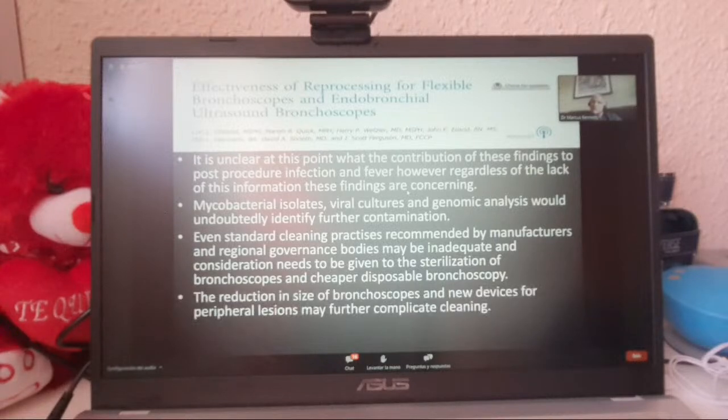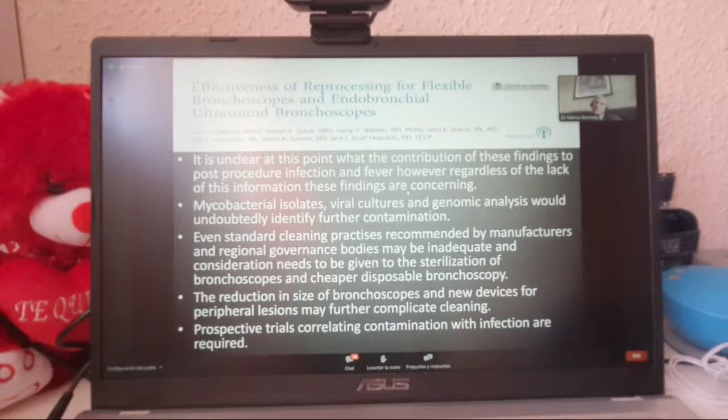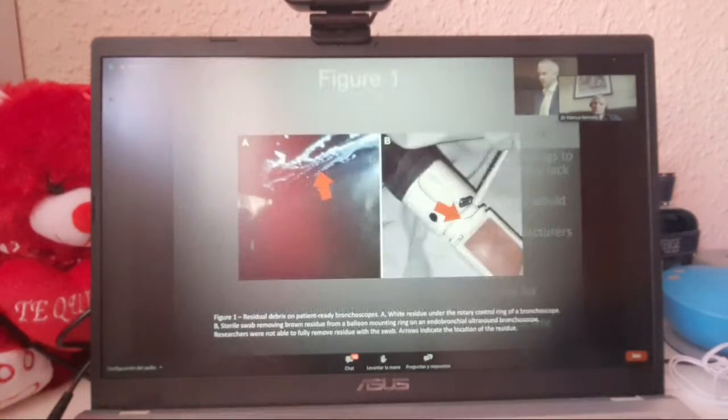And the reduction in size of scopes we have, and newer devices such as endobronchial ultrasound scopes, make cleaning more complicated. So as you reduce the size of scopes, as we're going more out to the periphery to sample lesions, there's going to be more issues. But prospective trials are required. So this shows an endobronchial EBUS scope. You can see a crack in it, and that's where filaments of bacteria might be located.